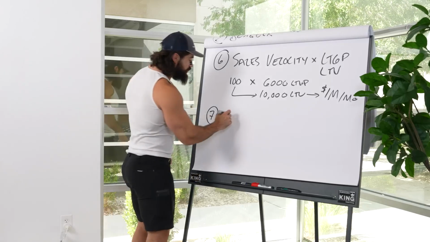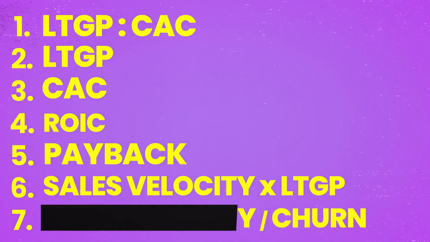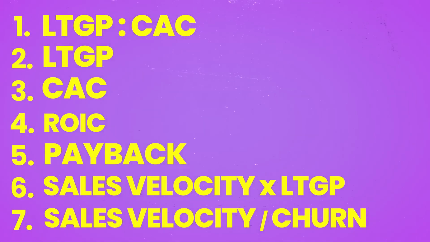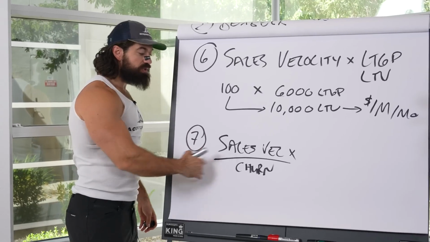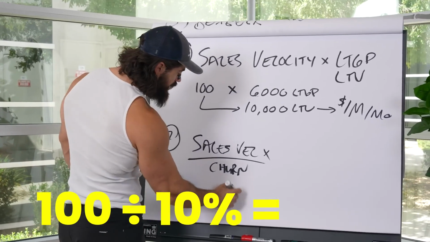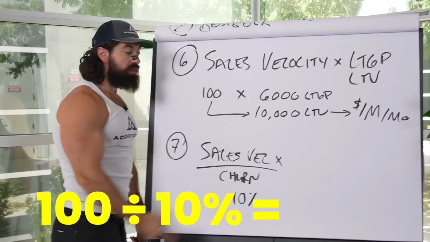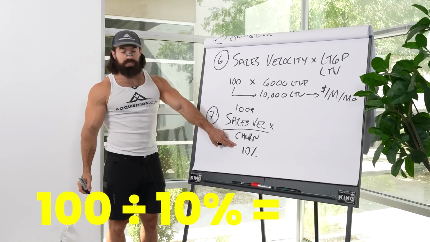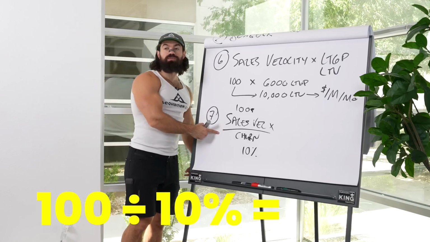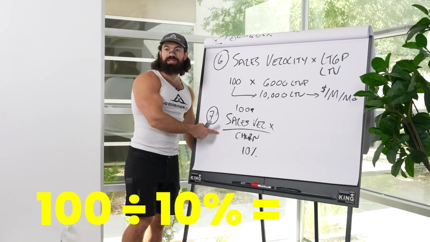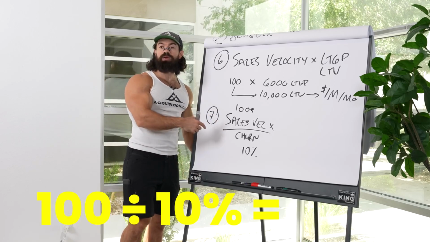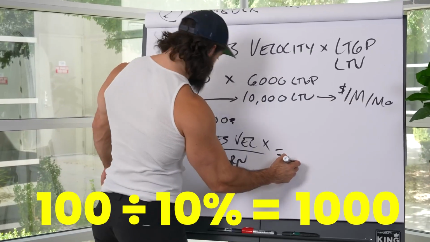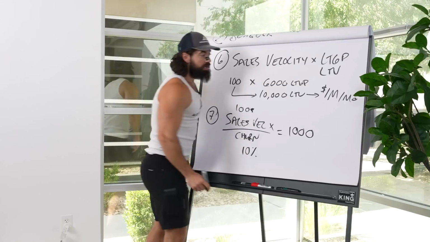So I'm going to give you the next one, which is very similar to this one, which is sales velocity divided by churn. Churn, remember we defined this earlier at the beginning, is the number of customers who leave, and let's say it's 10% per month, okay? And let's say again, we've got 100 customers in terms of sales velocity. This means that our hypothetical max in terms of logos, or number of customers that the business is going to have to sustain or maintain, is going to be 1,000 customers.